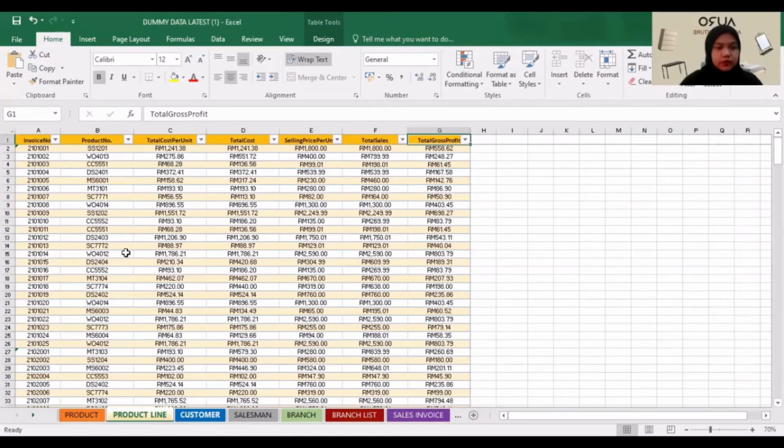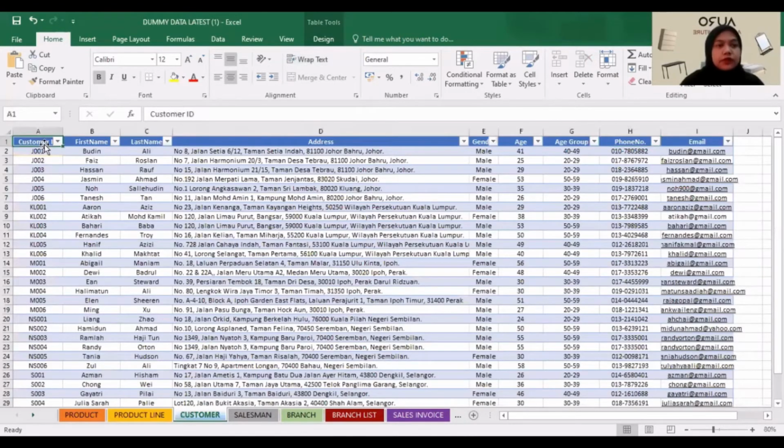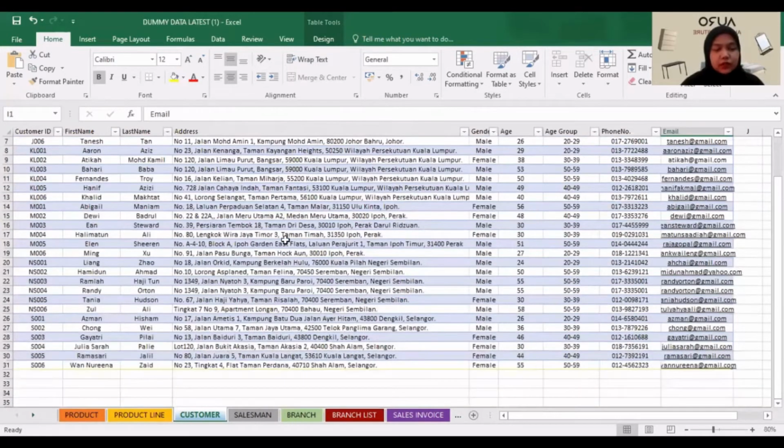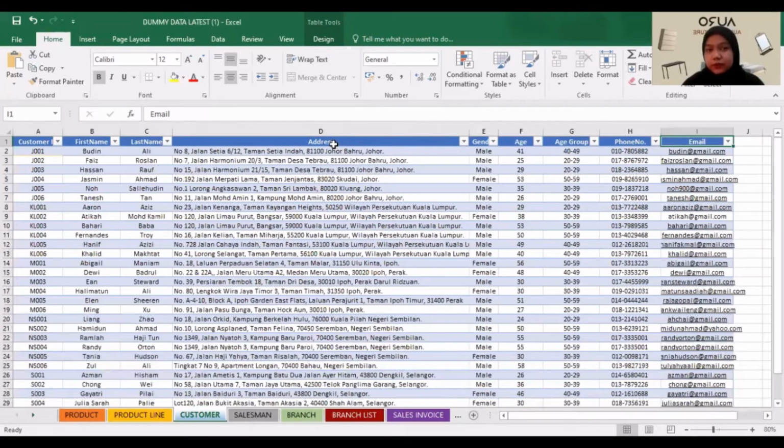Next, we move on to the customer table. Here we have attributes of customer ID, first name, last name, address, gender, age group, phone number, and also email. So we have 30 customers in total. Address is used for delivery purpose. Phone number is for our company to reach our customer easily. And the last one is email so that we can send a copy of invoice to our customer.